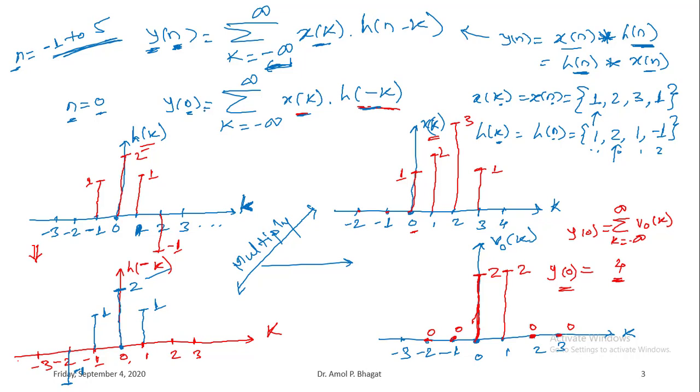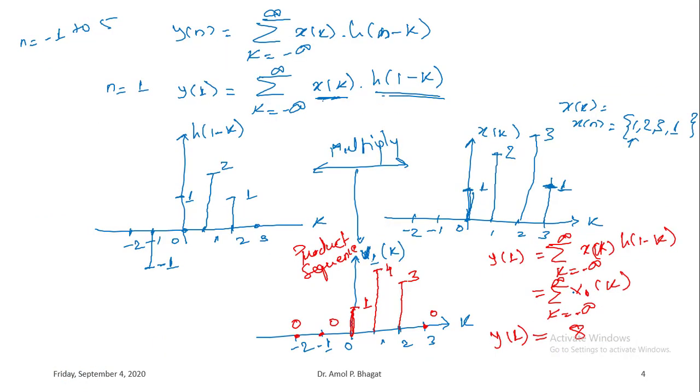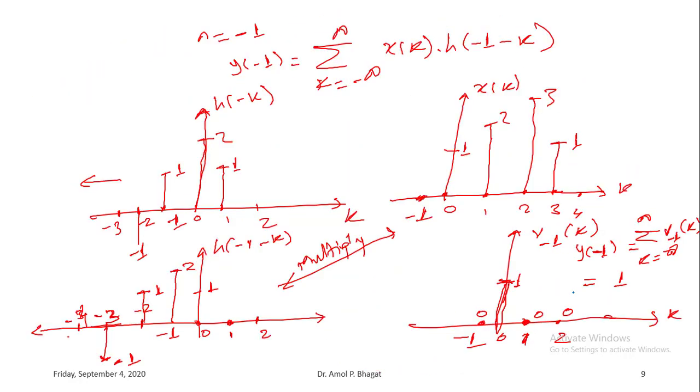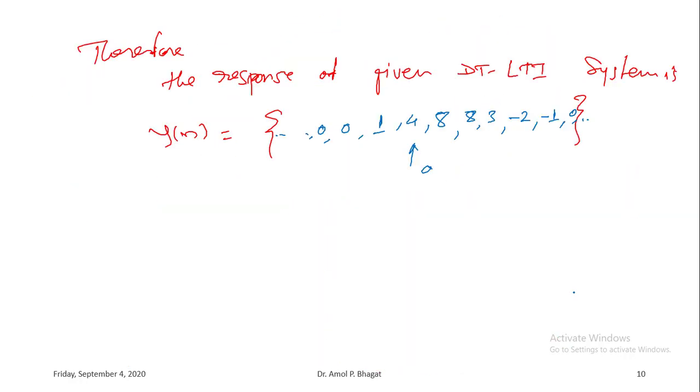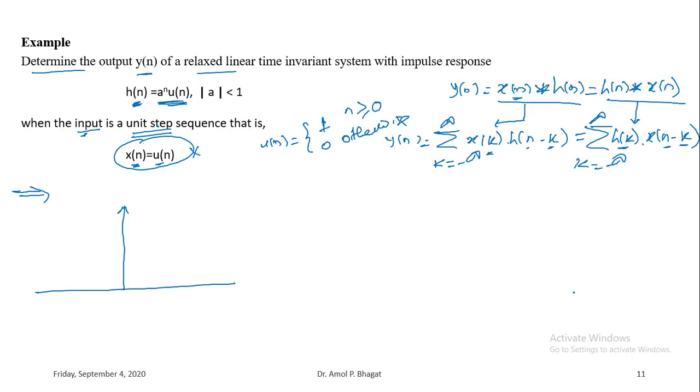Then for n equals 0, this will be your formula, so therefore you will need h of minus k. Now we'll fold the h of k about origin, so we'll get h of minus k. Then we'll multiply h of minus k with x of k to get the product sequence v0 of k. Then we'll sum all the product outputs to get the actual value of y of 0. So likewise you can write down the statements in the solution. Here in the solution, finally you need to write down the final response of the system y of n.